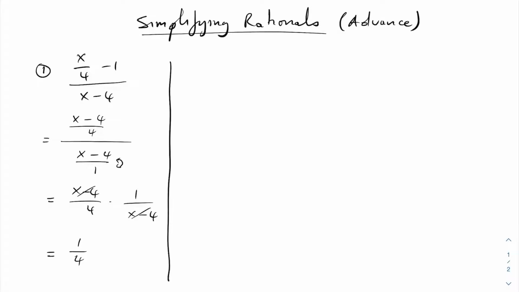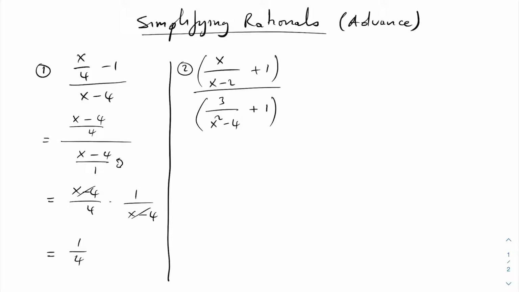Our second example here is going to be x divided by x minus 2, all plus 1, all divided by 3 divided by x squared minus 4, all plus 1. And so again, this is a combination of division and addition of rational expressions. And so the first thing you need to do when you get something like this always is to rewrite the top fraction in standard form and the bottom fraction in standard form, which means to write them with only one single division bar.